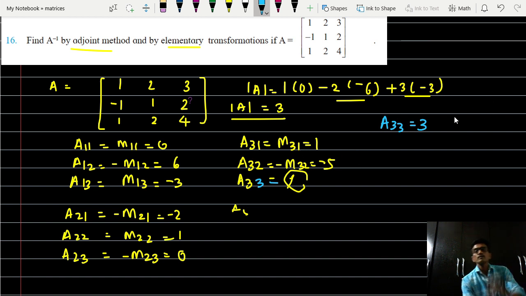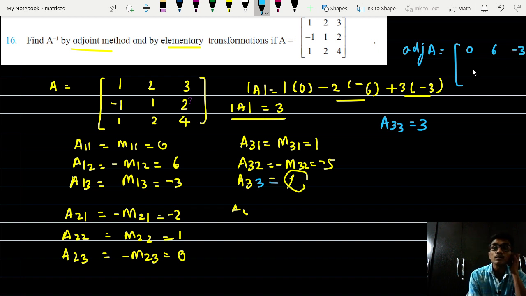So सारे कोफैक्टर्स मिलने के बाद आपको एडजॉइंट लिखना है. एडजॉइंट ऑफ E is equal to ट्रांसपोज ऑफ द मैट्रिक्स ऑफ कोफैक्टर्स. कोफैक्टर्स आर A11 0 है, A12 6 है, A13 -3, A21 इज -2, A22 1, A23 0, A31 1, A32 -5, A33 3 है.